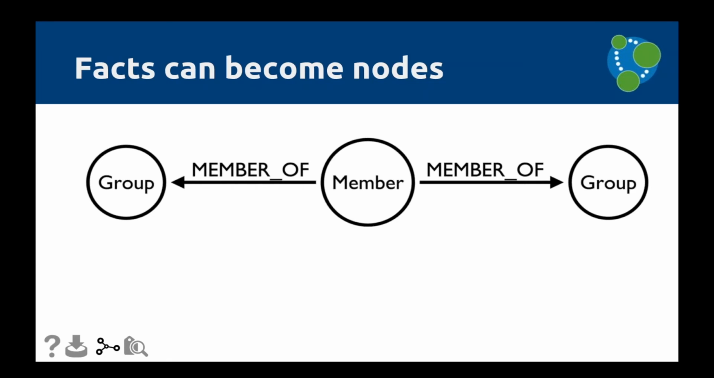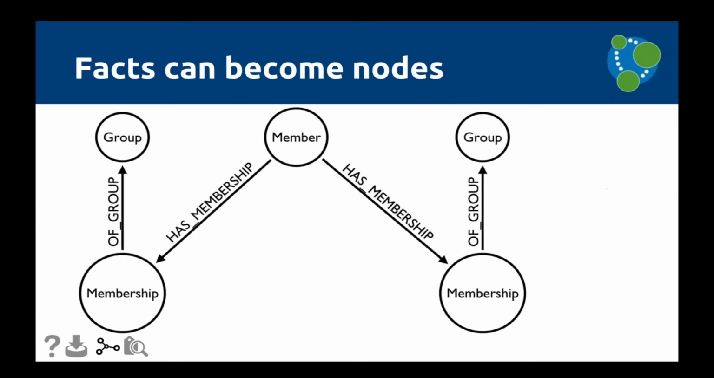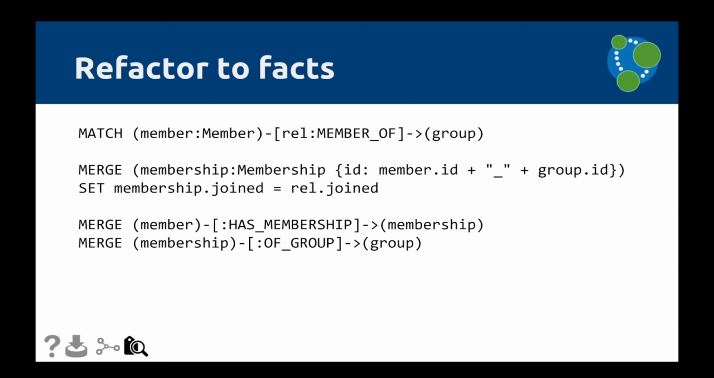So this was, if you remember back a bit, we've got members of a group. What we might choose to do instead is to say, well, actually, a member has a membership, and make a specific node for membership of a group. So we add in an extra node between the member and the group. And we can then refactor or migrate our existing model towards that one. So at the moment, we haven't deleted the other ones. We're keeping both of them side by side.